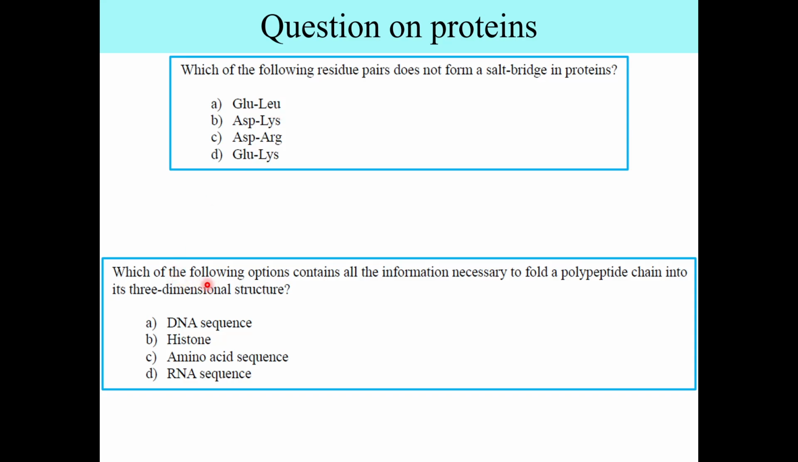For the next question, which of the following options contain all the information necessary to fold a polypeptide chain into its three-dimensional structure? Now, while teaching, I was giving you the example of your name, right? So, your name gives you your identity. It distinguishes you as a person. Similarly, the sequence of amino acids in a polypeptide chain gives it its identity and it tells it exactly how it should fold.